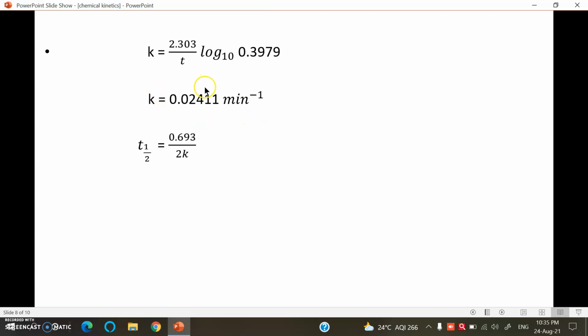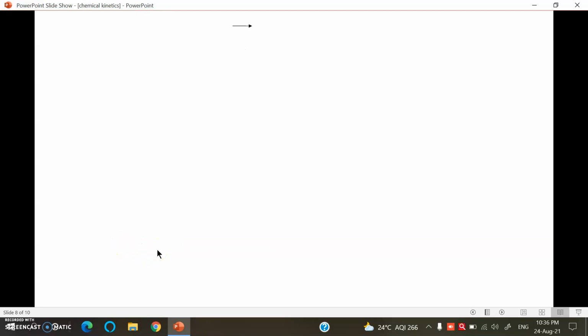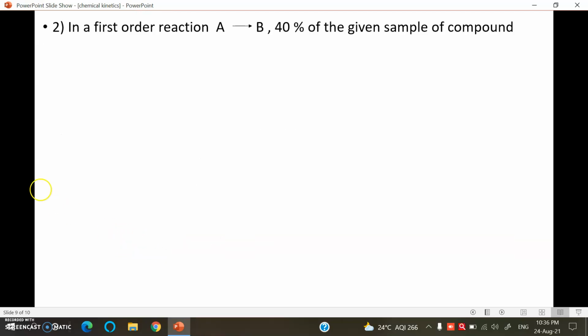We have to calculate half-life time, that is t1/2 is equal to 0.693 divided by k, is equal to 0.693 divided by 0.02411. We get 28.74 minutes. So half-life of first order reaction is 28.74 minutes. Let's study the second example.